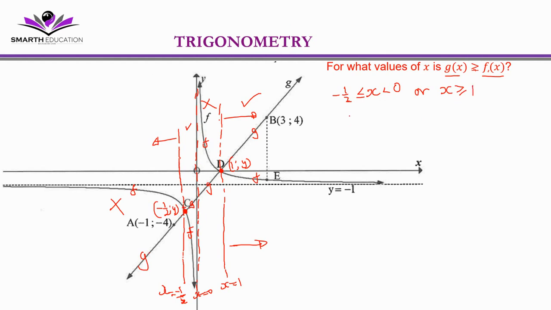You can also use interval notation and say x is an element of negative 1 over 2 included, so we use the square bracket, up to 0 not included, so we use the round bracket, or 1 included, so we use the square bracket, to infinity.